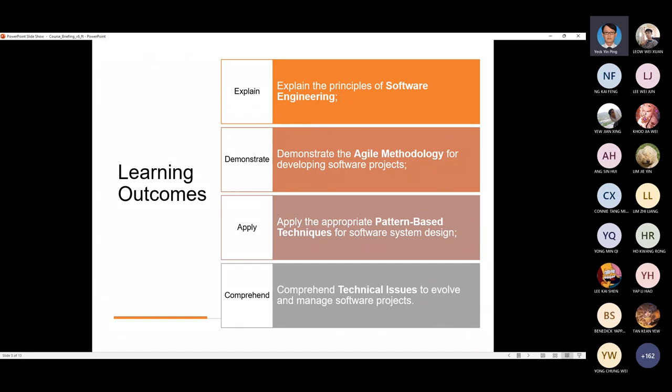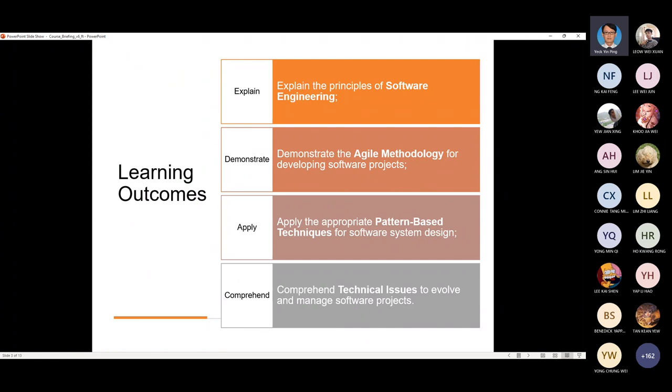And also you should be able to demonstrate the agile methodology for developing a software project. This is one of the methods of software development. You should be able to apply the appropriate pattern-based technique, which is covered in two parts: one is architecture pattern and another is design pattern for software system design. And lastly, you should be able to comprehend the technical issues to evolve and manage your software project. It means your project management and project maintenance.